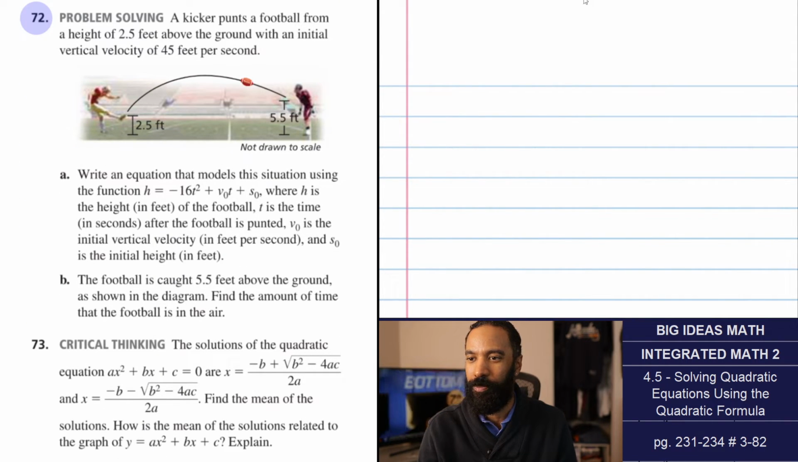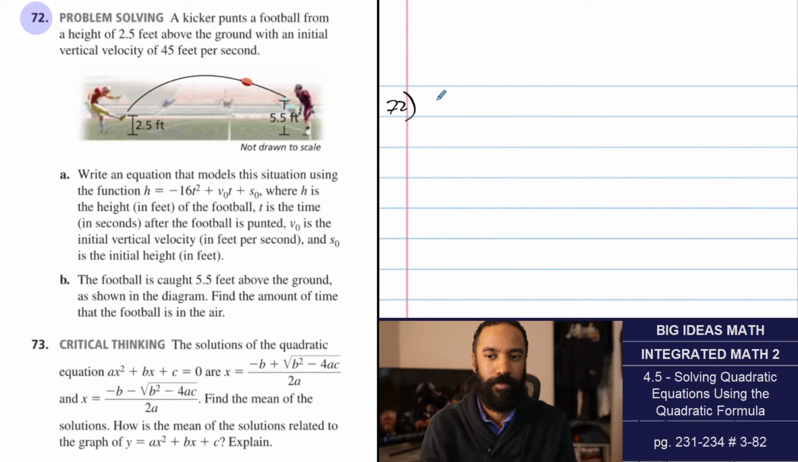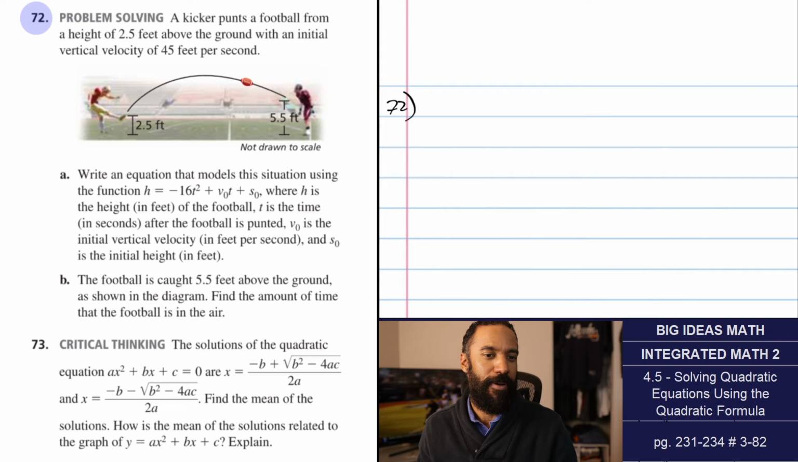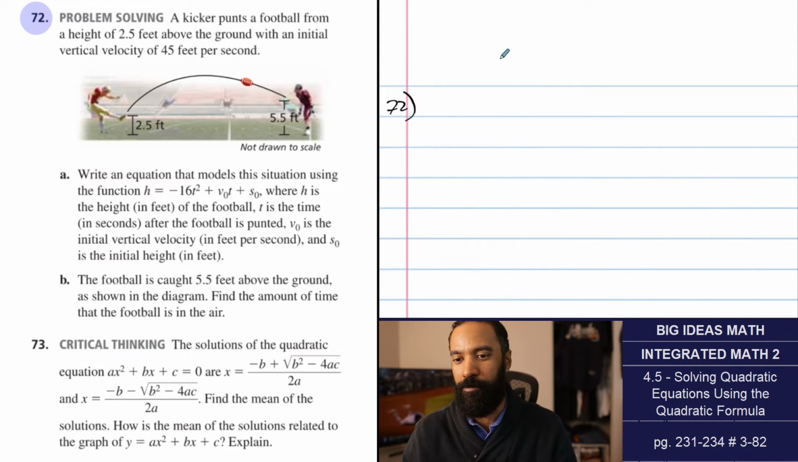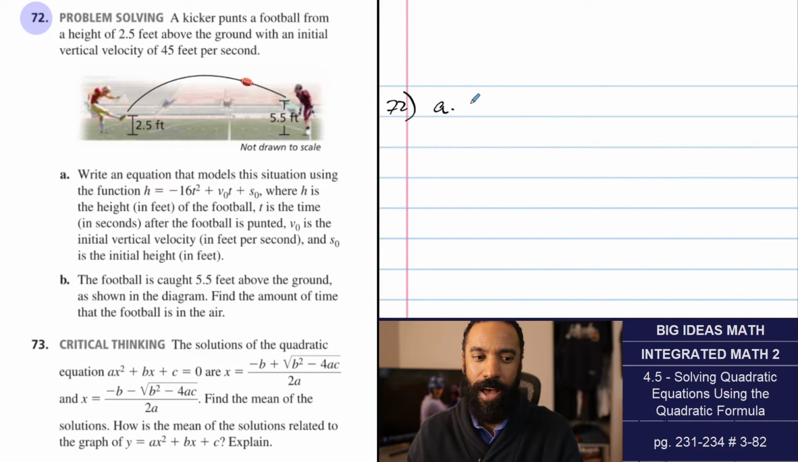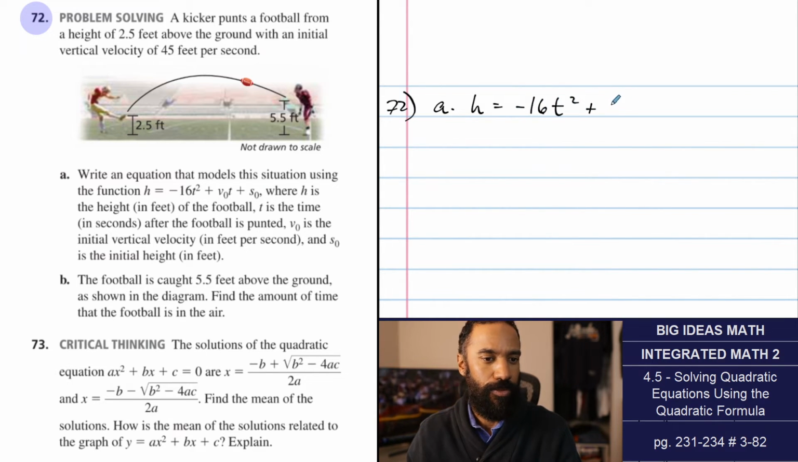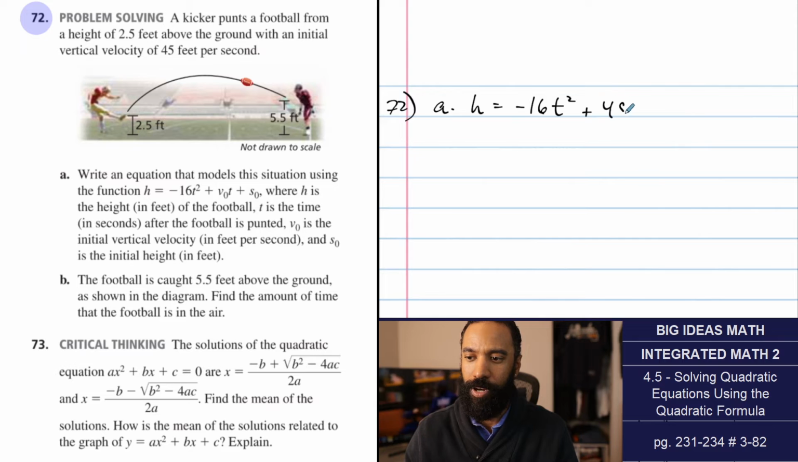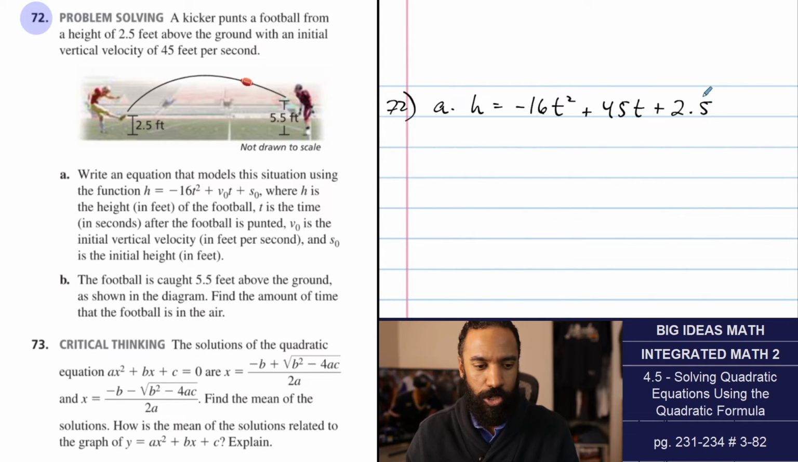All right, number 72. Well, I could try and multiply length times width. I'm not going to. All right, number 72. A kicker punts a football from a height of 2.5 feet above the ground with an initial vertical velocity of 45 feet per second. Write an equation that models the situation. So we have h equals negative 16t squared plus v naught, which is 45, that's your initial velocity, plus 45t. Then plus s naught, the initial position, 2.5, the initial height. So that's that.